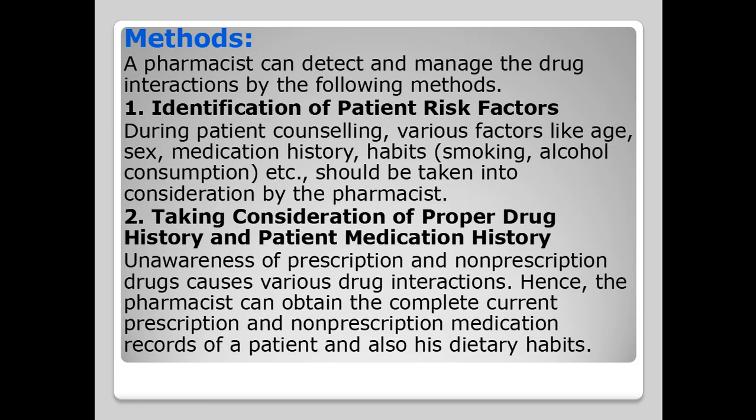Then the second step is taking into consideration the proper drug history and patient medication history. Unawareness of prescription and non-prescription drugs causes various drug interactions. Hence, the pharmacist can obtain the complete current prescription and non-prescription medication records of a patient and also his dietary habits. Since there are drug-food interactions and drug-alcohol interactions also, they should take dietary habits as well as smoking and alcoholic history of the patient.